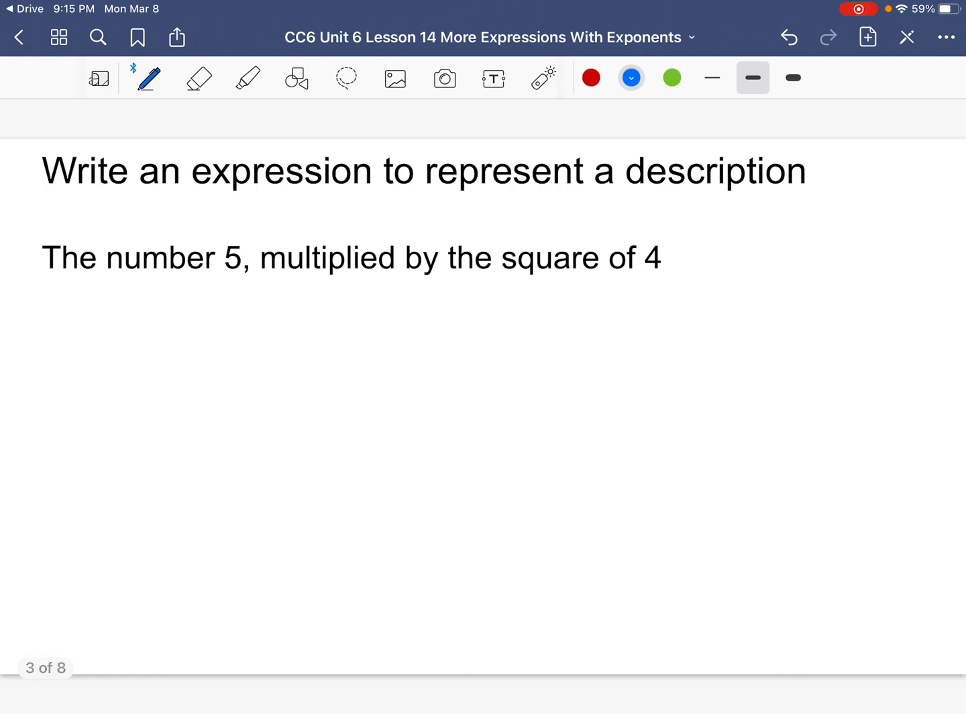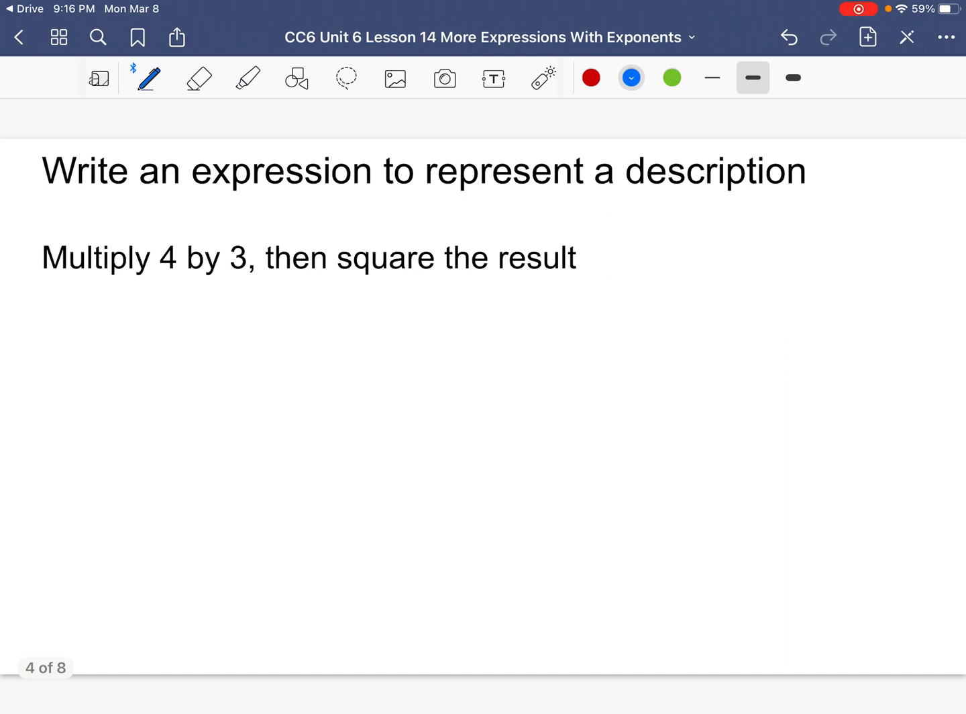So here we're being asked to write an expression to represent this description, which is the number 5 multiplied by the square of 4. So the number 5 multiplied by the square of 4, which is another way of saying 4 squared. So there we have the numerical expression 5 times 4 squared.